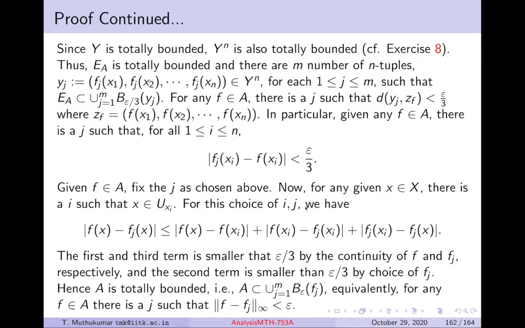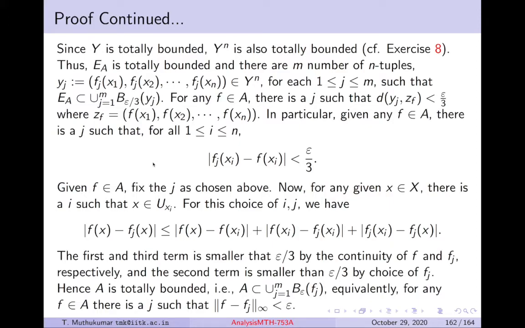So this is true for every x, right? What we have shown is that for any f in A, there is a J such that the sup norm is less than epsilon. That's what we want, because that's what we mean when we say it's totally bounded. We need to show that A can be put inside a finite union, and we have precisely done that for any f in A. There is a J such that, and these J's were chosen by the total boundedness of EA. So this completes the proof.